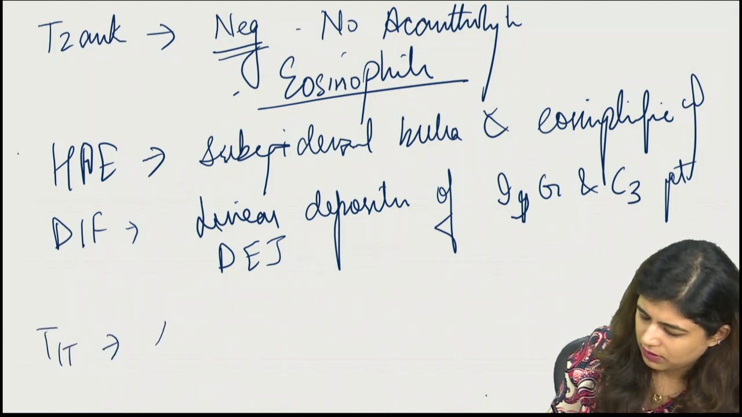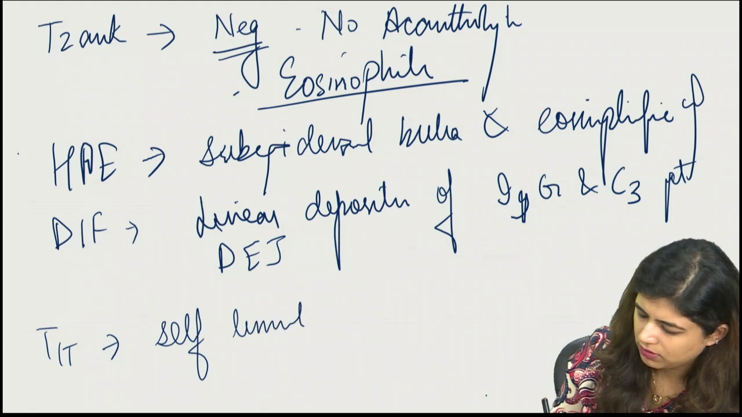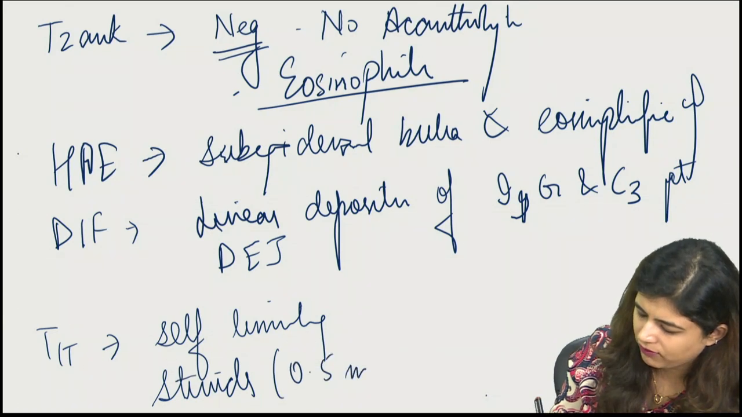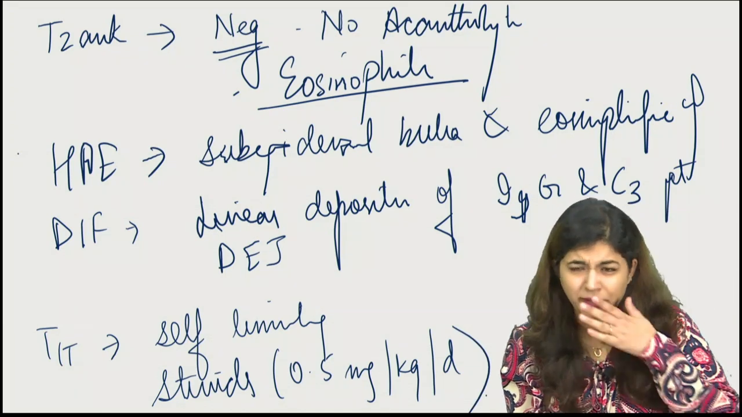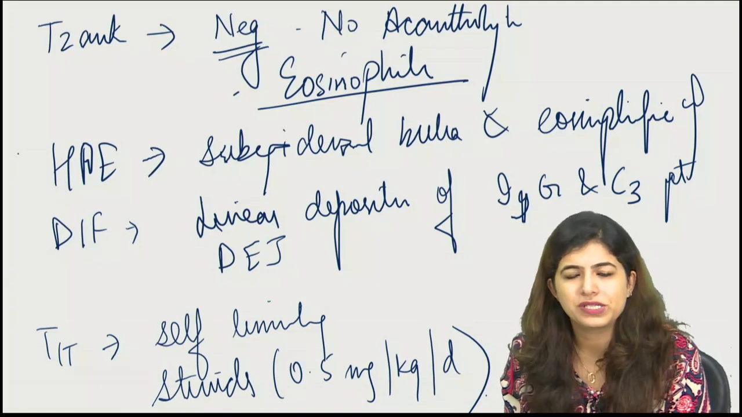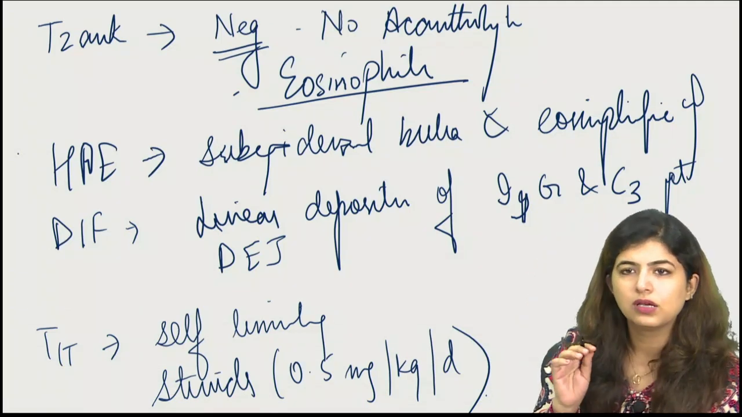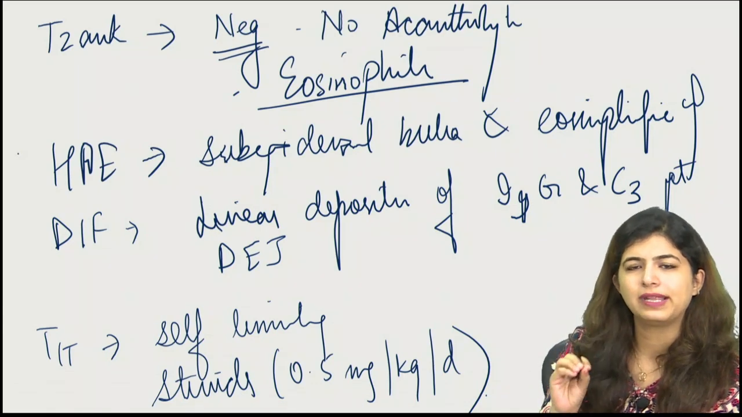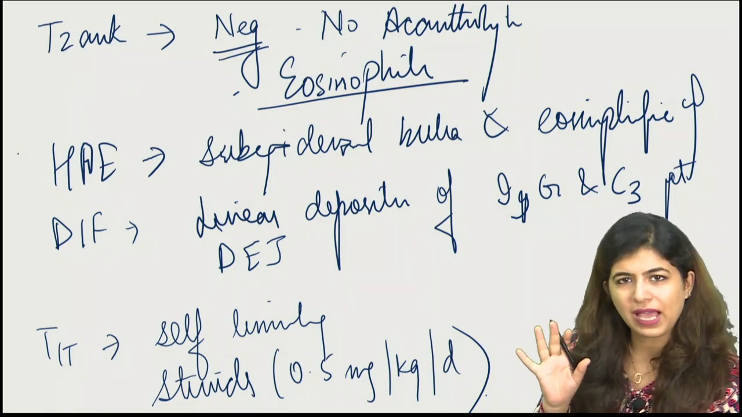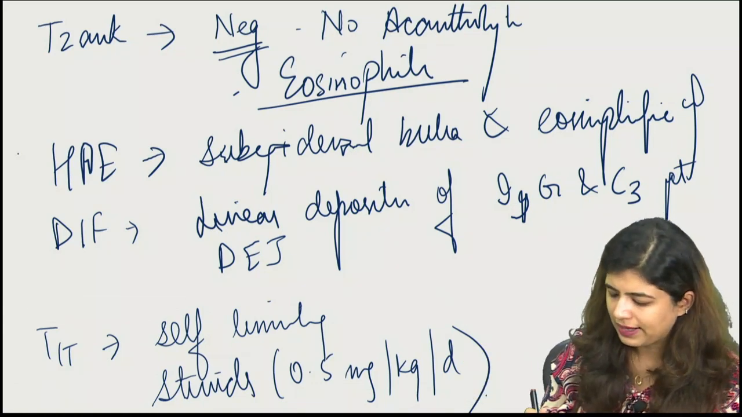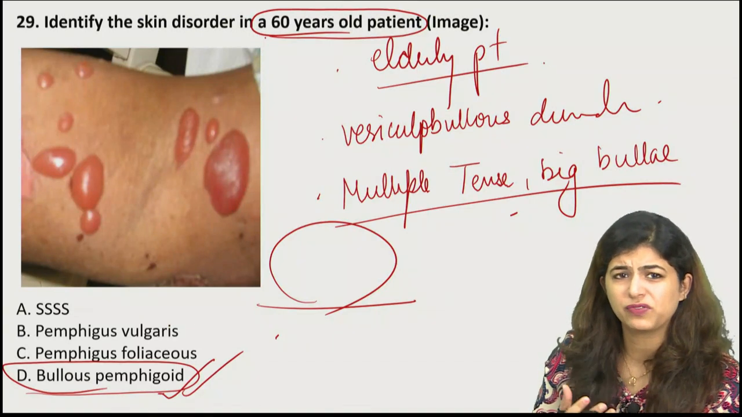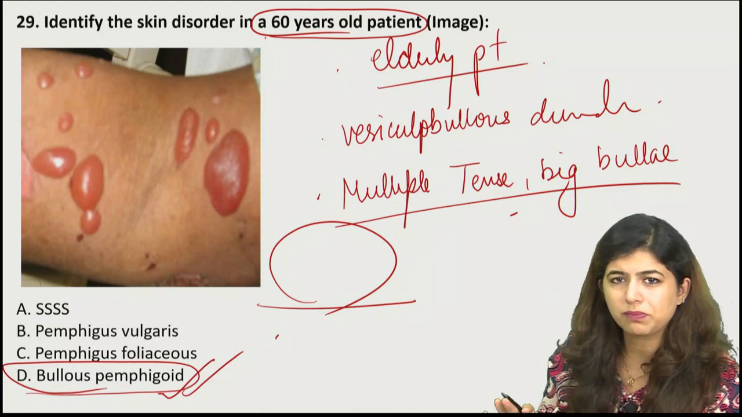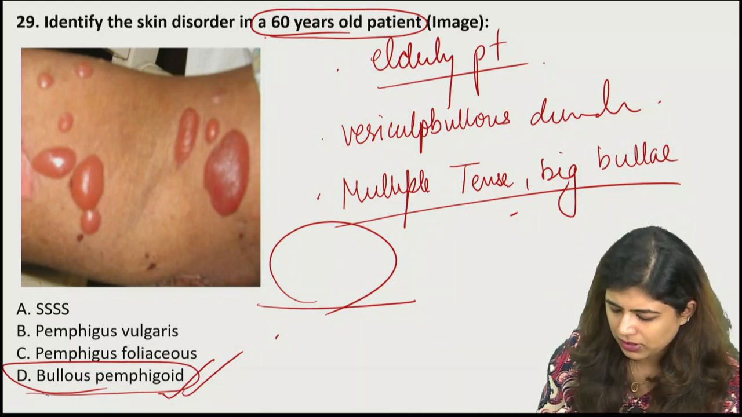Treatment: mostly a self-limiting disorder, but if I have to give some treatment, it is mostly steroids at a dose of around 0.5 mg per kg per day. These are all the questions that you see in association with bullous pemphigoid. Every word written on this slide is an MCQ. You can't make out much of an erythematous skin in this image, but for the purpose of the test, you need to remember it. So the answer is D.